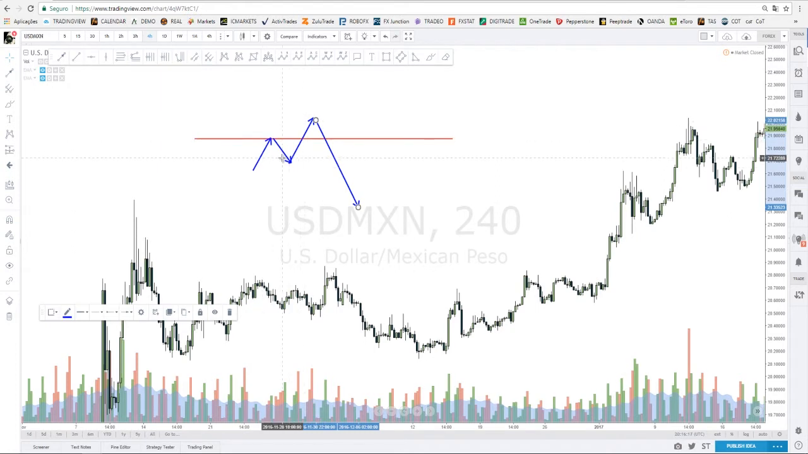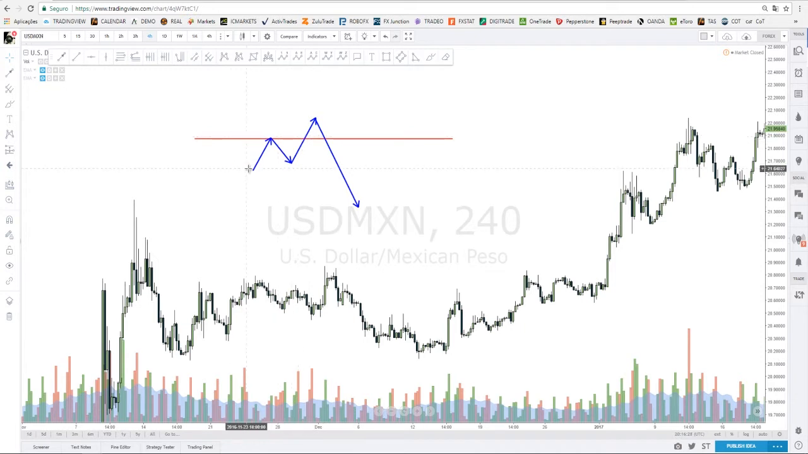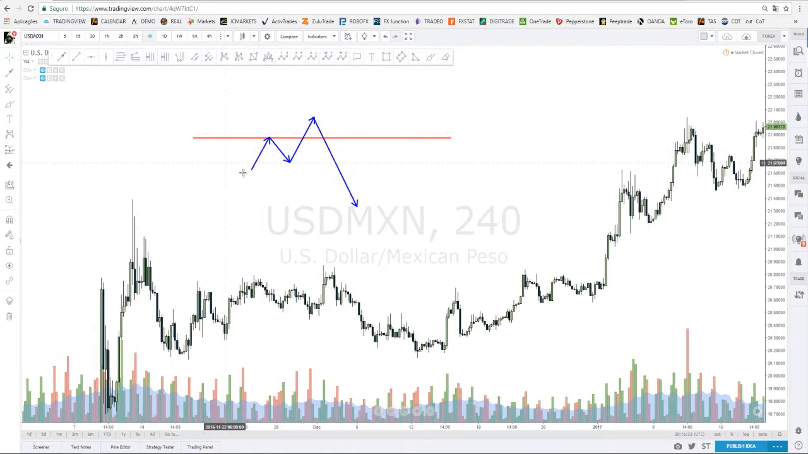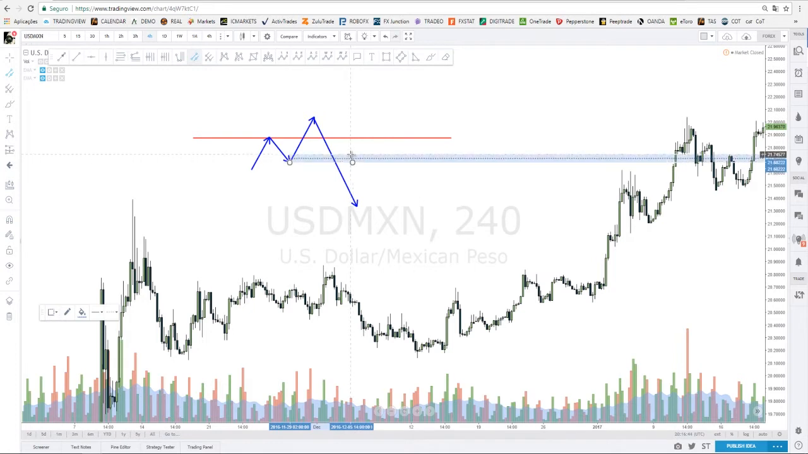And this is what Linda Raschke, no, it's not. Well, it's from Street Smarts, the book. They call this turtle soup. And when this thing happens, he'll look immediately at the base, at this base, and look for the order block here, and wait for the retest. And this is what he calls the breaker.